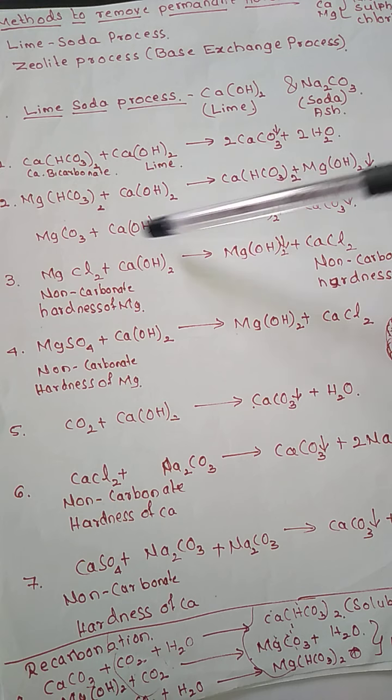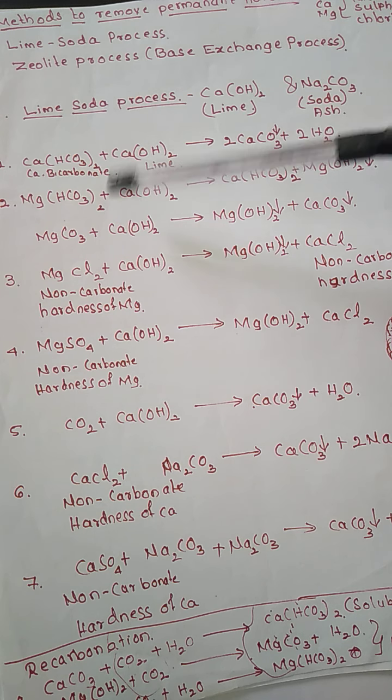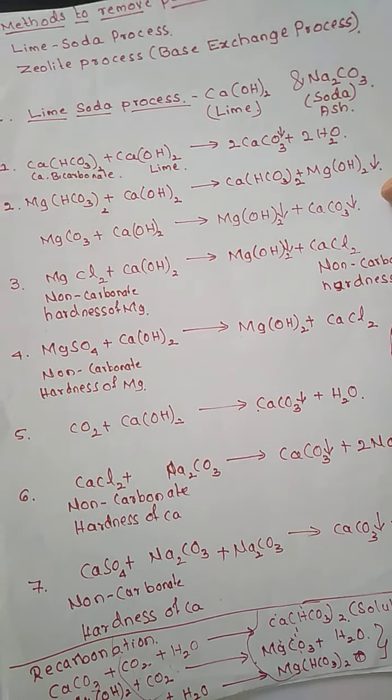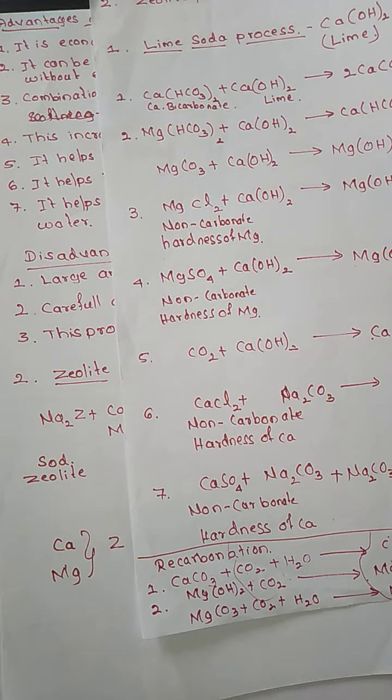Magnesium carbonate, when it reacts with lime water, forms Mg(OH)2 and CaCO3, which is a precipitate. All these things we have discussed in detail. Kindly refer to those equations for your lime soda process, and this is going to be very, very important with regard to your exam.